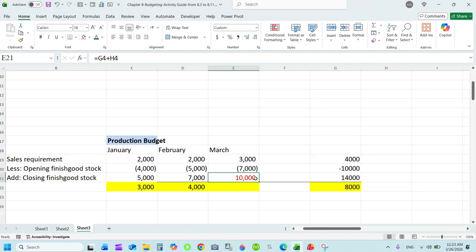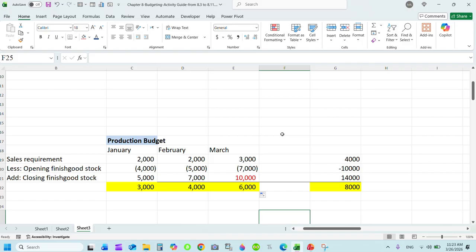This closing finished goods should appear in your balance sheet or statement of financial position that you prepare for the quarter ending 31st March. So this is your closing stock. This should go to your balance sheet. But don't forget, right? This is your unit information. This should be converted into value. That part we'll discuss later, right? These are units. In terms of units, we have 10,000 units, but in the balance sheet, we need to put the value.